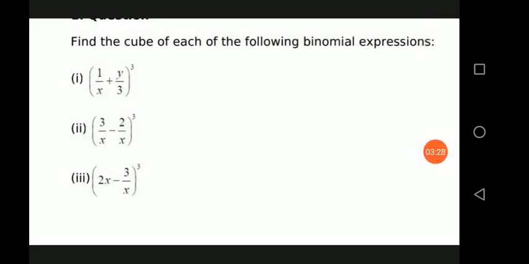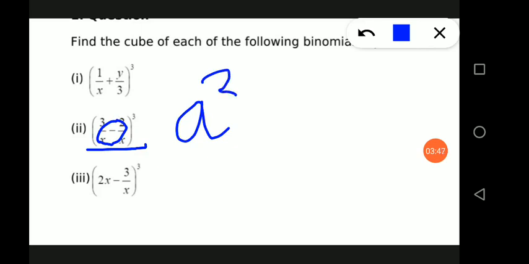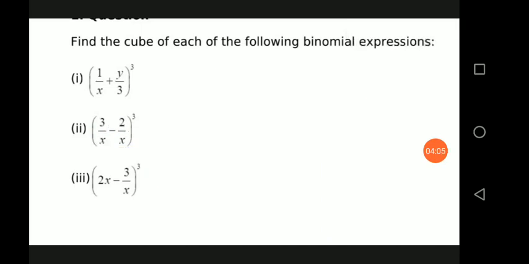Now the second part is 3 by x minus 2 by x whole cube. So what will be a? A is equal to 3 by x, b is equal to 2 by x, and which sign is there in between? Minus. So which formula will we apply? A cube minus b cube. What is the formula? Yes, correct. A cube minus b cube minus 3a square b plus 3ab square.